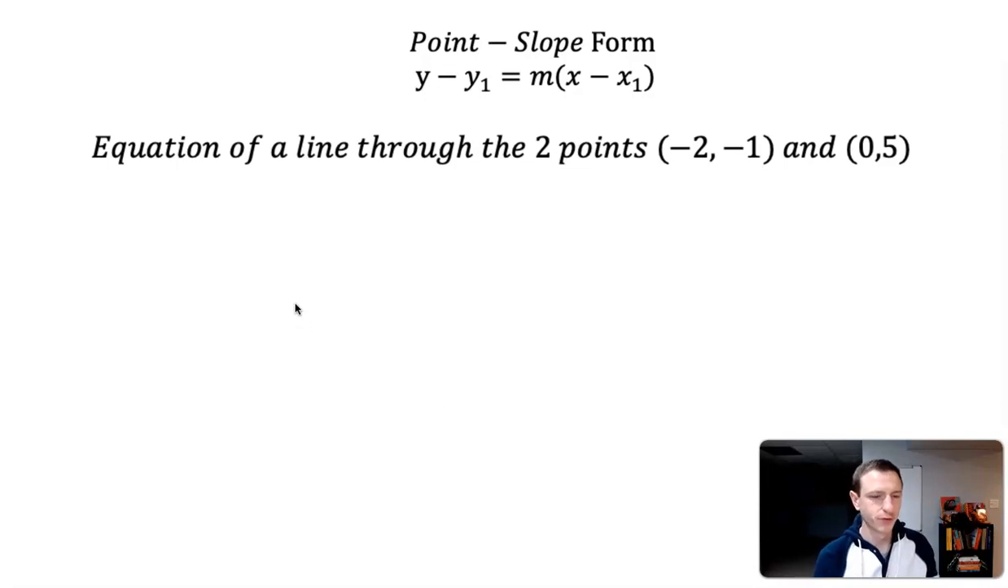In this example, we want to create an equation of a line through 2 points, (-2, -1) and (0, 5). So just a quick sketch of what that might look like. (-2, -1) would be right here, and then (0, 5), let's just call it right there. So what we want to do is create an equation for this line.